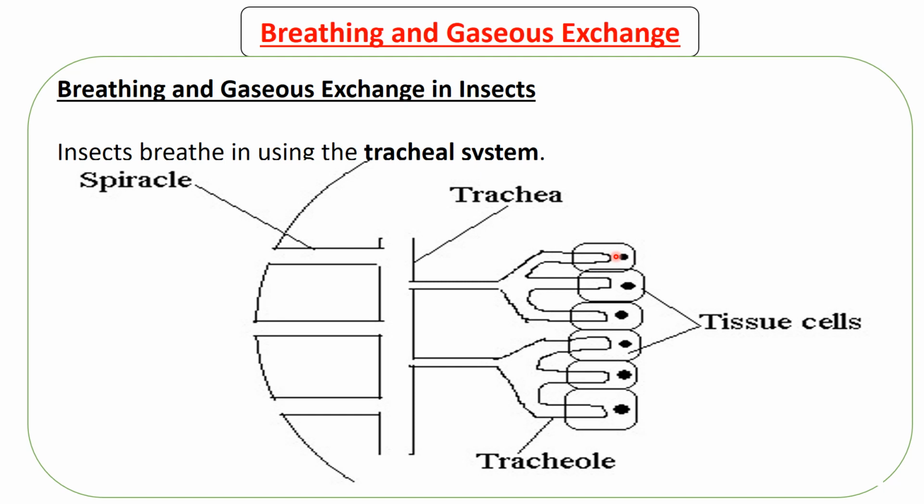Insects don't have a blood system like us, a transport system which has blood. So they breathe using diffusion. So gases diffuse from the external environment into these tissue cells, and from the tissue cells to the external environment using the tracheal system, which is made of the spiracles, the trachea, and of course the tracheoles.